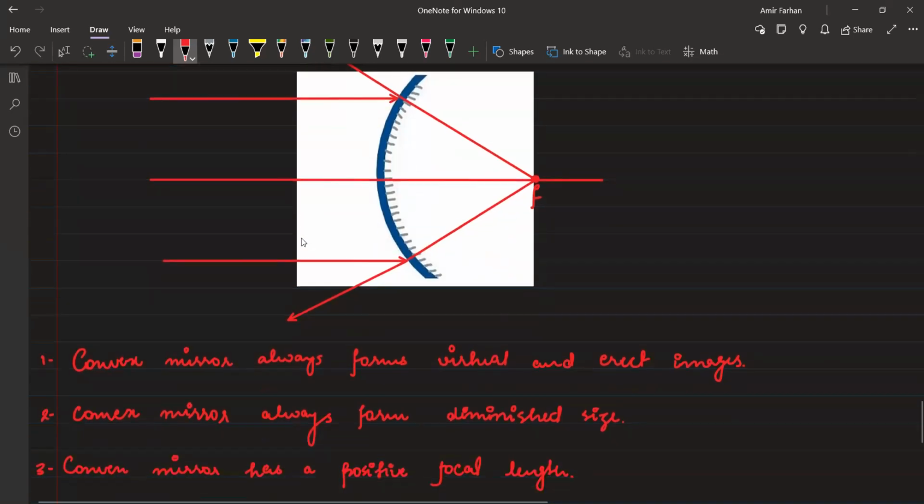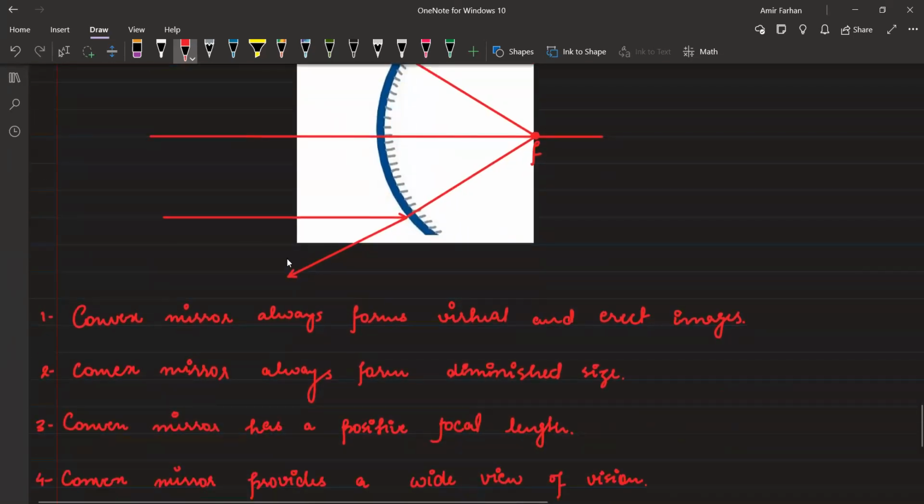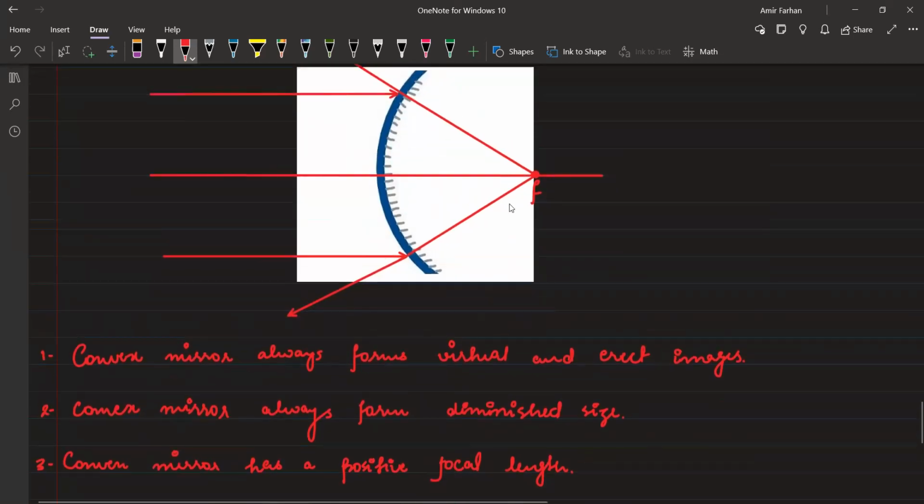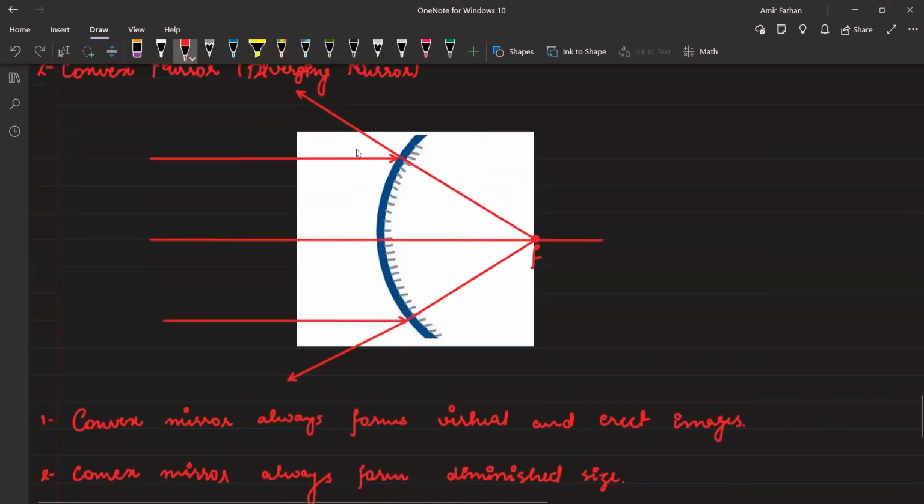Now there are some properties of the convex mirror. Convex mirror always forms virtual and erect images. Why? Because you can see the rays are not actually intersecting, but they appear to meet when they are extended. Yes or no?